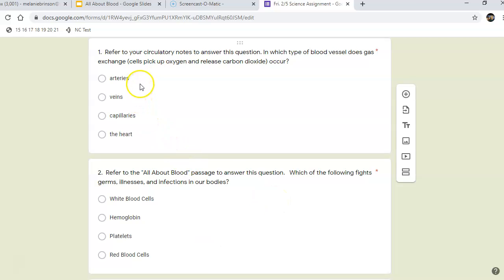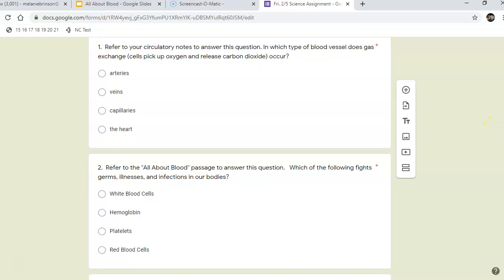So did we say that those were arteries, veins, capillaries, or the heart? Of course, we have to pick a blood vessel, and I can already tell you one of these is not a blood vessel, so we shouldn't be picking that at all.